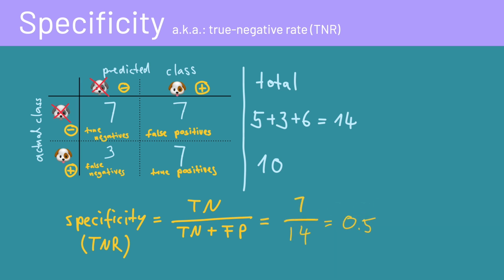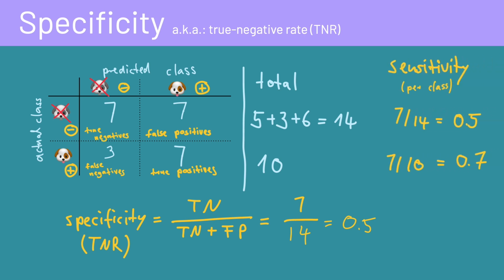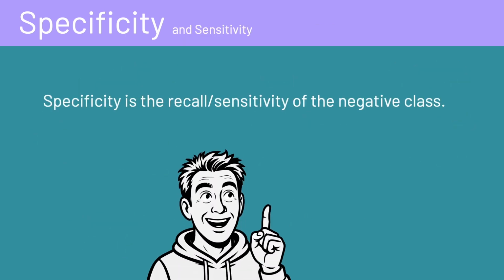Let us calculate this now for our example. The true negatives are 7 and the sum is 14, so we have 0.5 for the specificity. But wait, you might say, I've had this number before. Isn't that the same as the sensitivity of the negative or non-dog class? Yes, this is exactly the point. And this is sometimes confusing to my students, especially when they don't find a method to calculate the specificity in scikit-learn, but they find a method for calculating the recall or sensitivity. Specificity is nothing but the sensitivity or recall of the negative class.